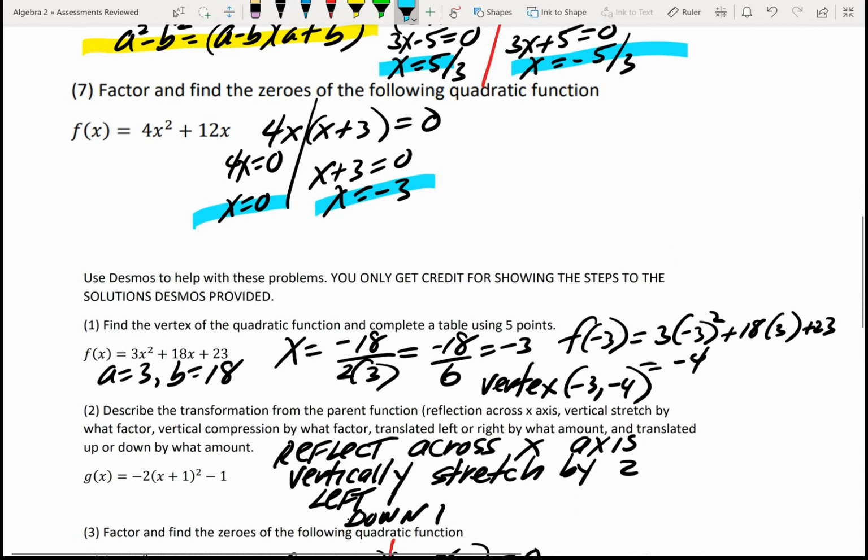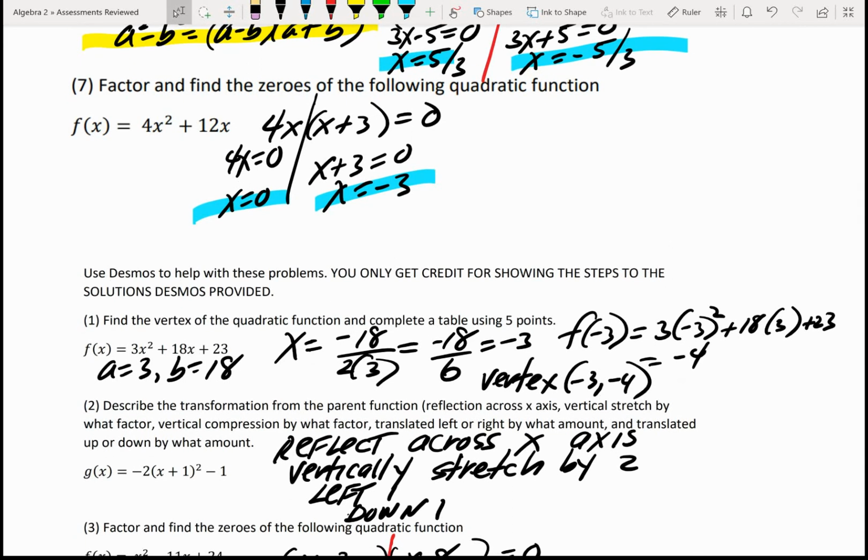And then another quiz. So here, we had to find a vertex. So again, a is 3 and b is equal to 18. I plug it into the axis of symmetry, and in the end I get (-3, -4) for my vertex. My axis of symmetry was -3, and when I substitute -3 into that function, I get -4.